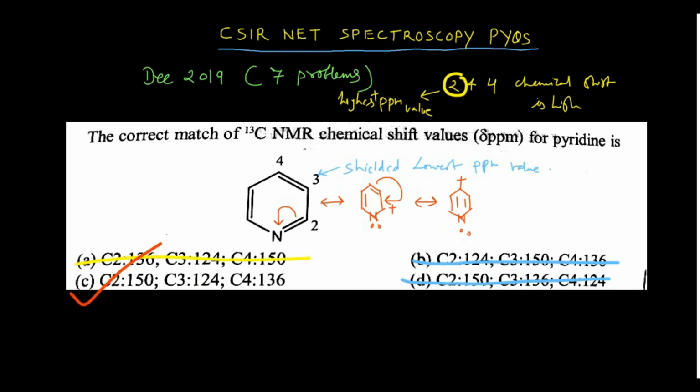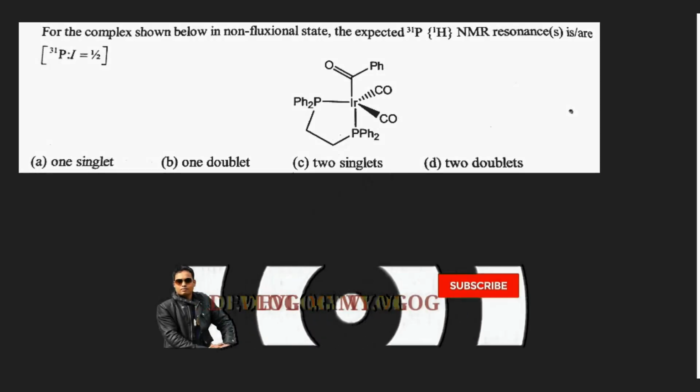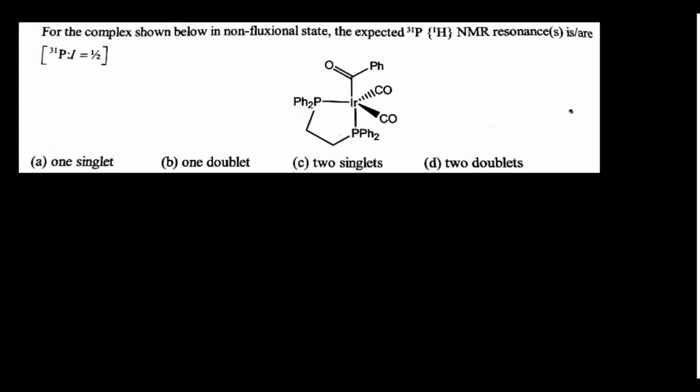So this is a very easy question, but you have to apply some concept, general organic chemistry as well as the chemical shift. Now moving to the next problem, from your inorganic spectroscopy, but I am interested in the phosphorus NMR spectroscopy. That's why I generally take the problem from the phosphorus NMR spectroscopy.